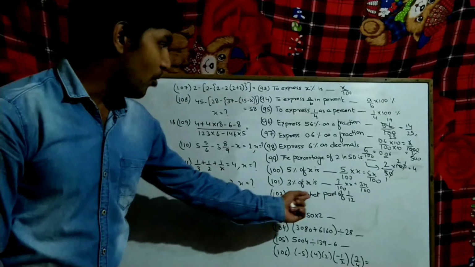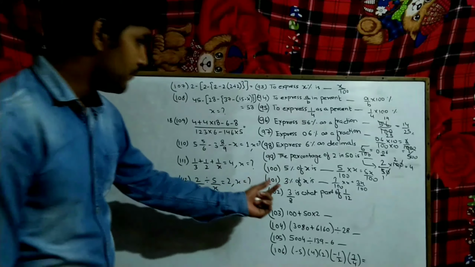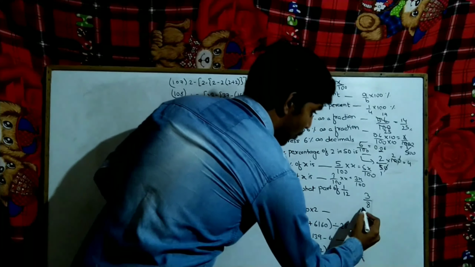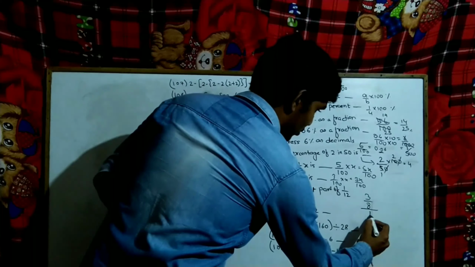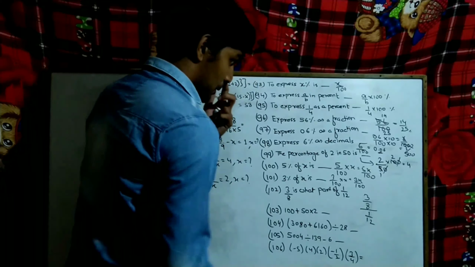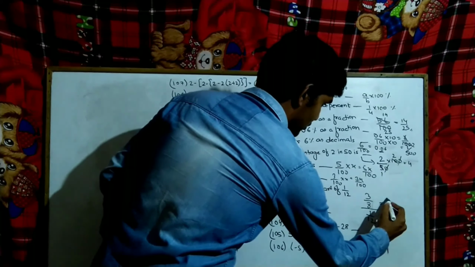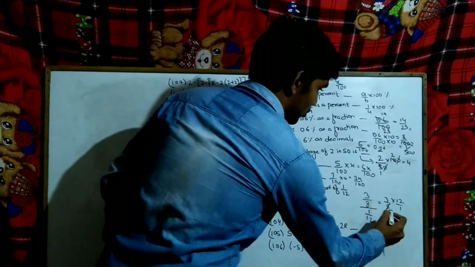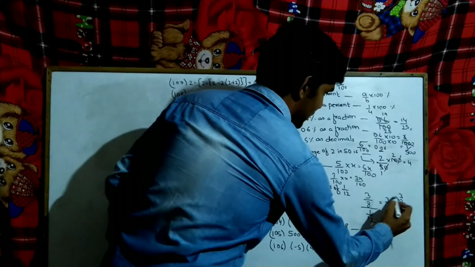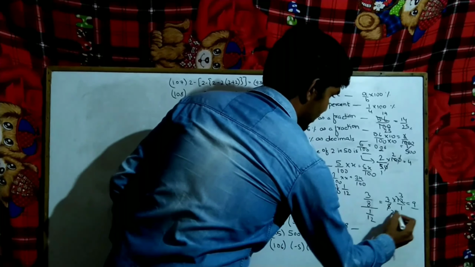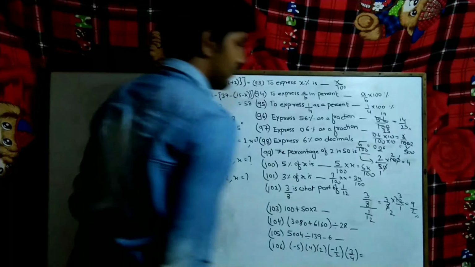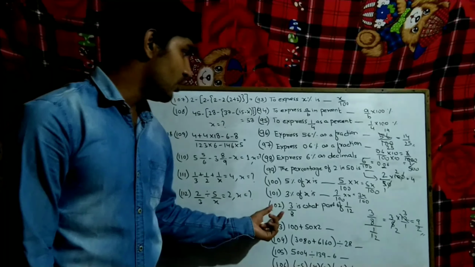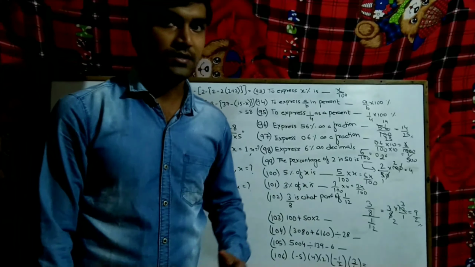Now 102: 3 by 8 is what part of 1 by 12? 3 by 8 is given. What part is it of 1 by 12? So just reverse that one: 3 by 8 into 12 by 1. This 2 time, this 3 time. So 3 3s are 9 by 2 into 1, so 9 by 2. So these from 93 to 102 are based on percentages and how to convert.